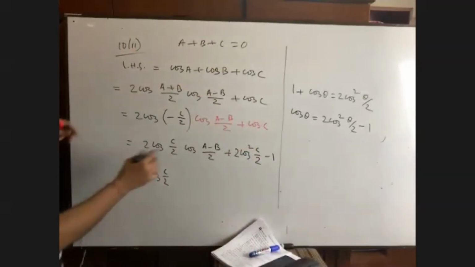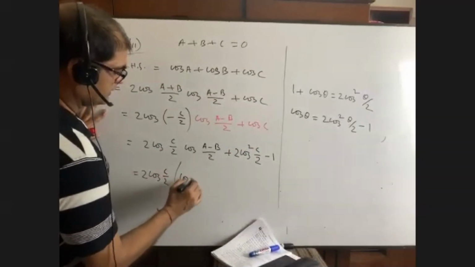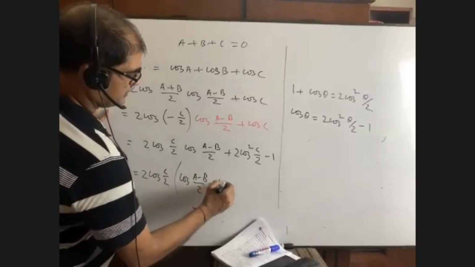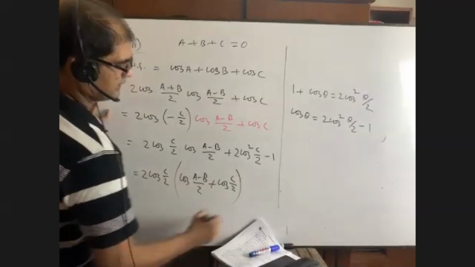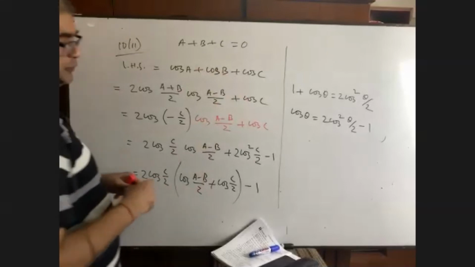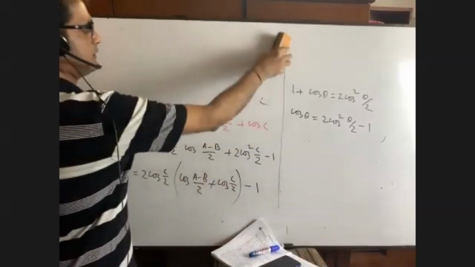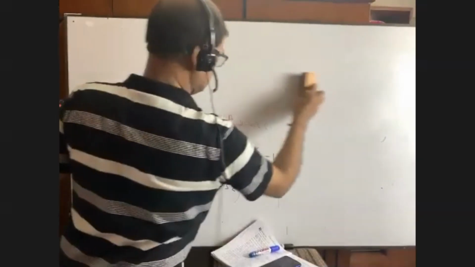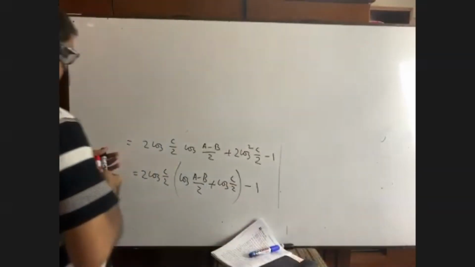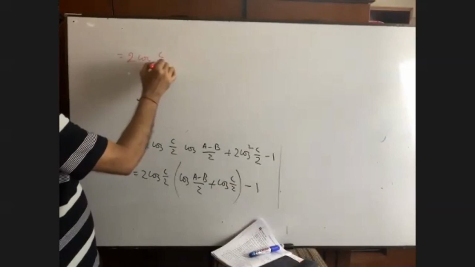And we are getting cosine A minus B by 2 plus only cos C by 2 here. Then it is minus 1. Now what should we do? C by 2 can be called minus C by 2, so this is cos of A plus B by 2. Okay, that's good. So now we write down 2 cosine C by 2.